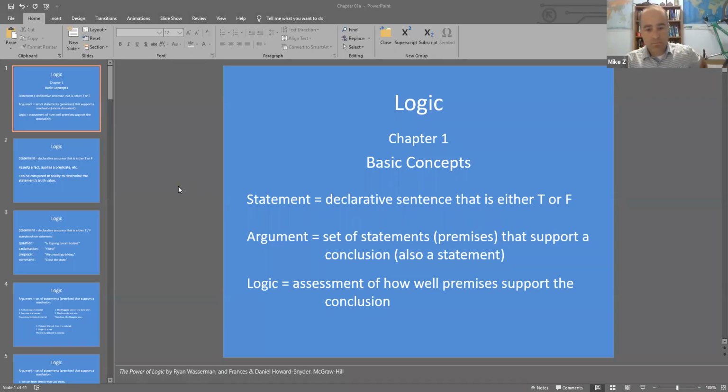Hi, so in this presentation, we're going to start the very beginning of this book, The Power of Logic. It covers a variety of topics in critical thinking, specifically focusing a lot on deductive logic, and specifically here, deductive validity and deductive soundness of arguments. We're going to be presenting the basics here that we'll use for the other presentations.